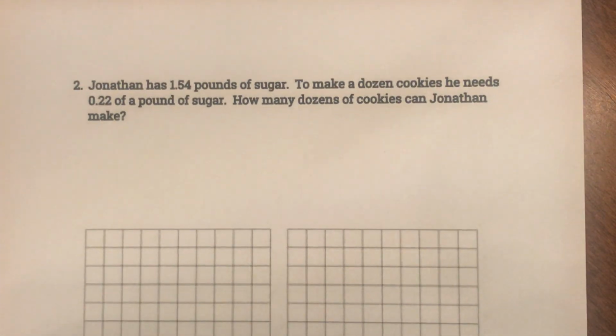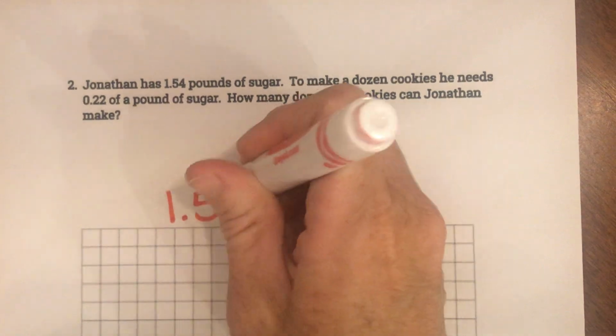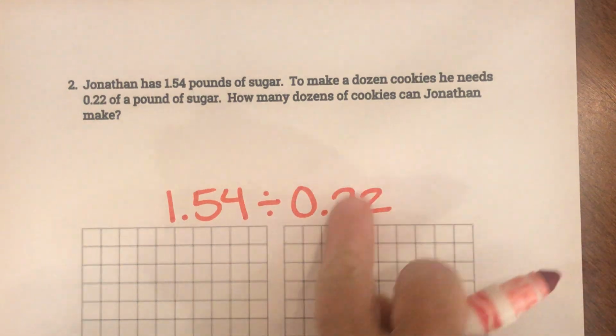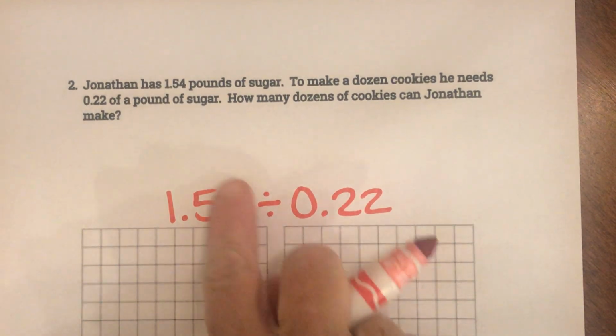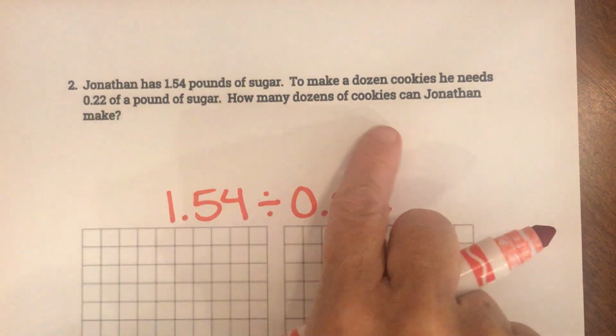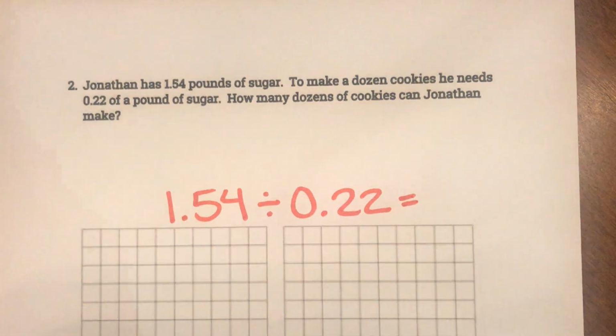This time my question says, Jonathan has 1.54 pounds of sugar. To make a dozen cookies, he needs 0.22 of a pound of sugar. How many dozens of cookies can Jonathan make? Okay, so this is the sugar he has, and he needs to divide it into groups, and each group needs 22 hundredths. We don't know how many groups because each group is going to be a dozen cookies. We just know how much goes in each dozen.